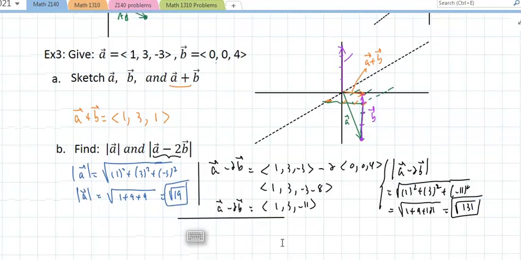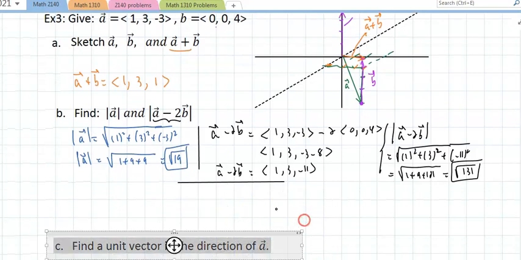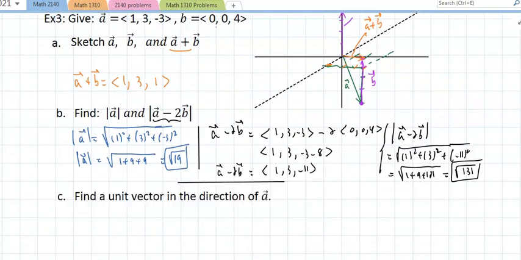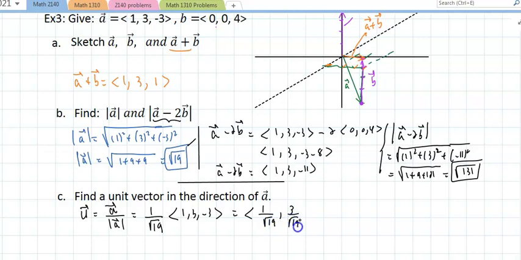We did all of this with 2 dimensions. Now I just want to expand it to 3 dimensions. Now, finding a unit vector is going to be a must, especially in chapter 16. What is a unit vector in the direction of A? Well, I already found the magnitude of A. All I have to do is to say U is a unit vector in the direction of A. Take A divided by its magnitude. That would be 1 over square root of 19 times whatever A is. This is fine. You could also write it this way. Either way.